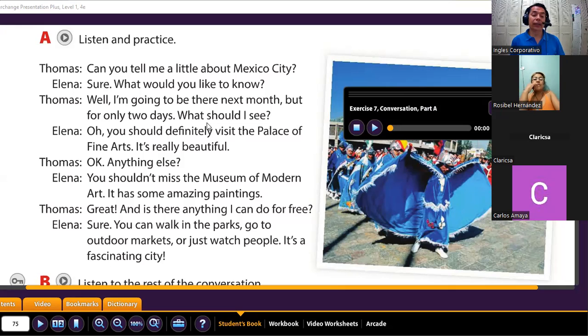Okay. Anything else? You shouldn't miss the Museum of Modern Art. Art. Modern. Museum. Miss the museum. You shouldn't miss the Museum of Modern Art. It has some amazing paintings.